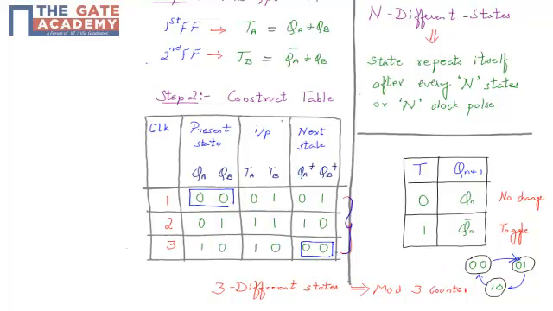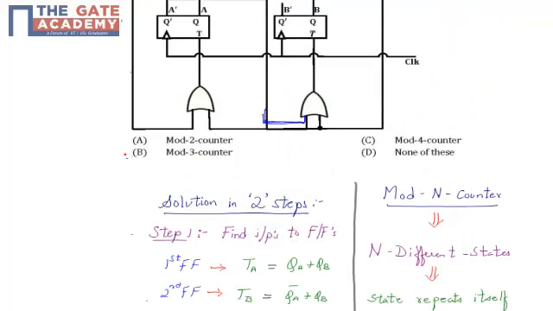So whenever we are given this kind of question, we will solve it in 2 steps. In the first step we will find the inputs to the flip-flops, and in the second step we will construct the table. Hence, our final answer is option B, that is, mod 3 counter.